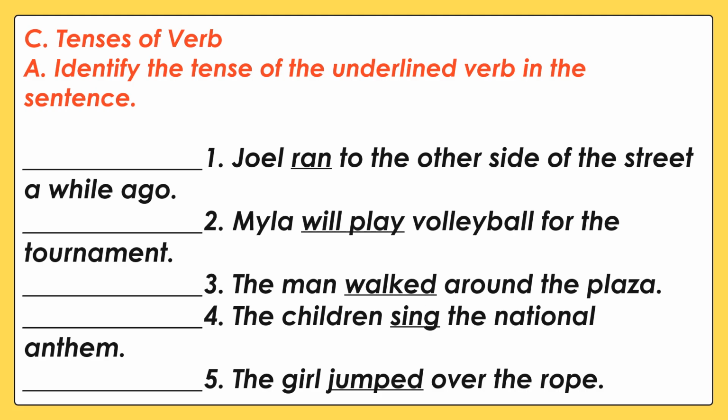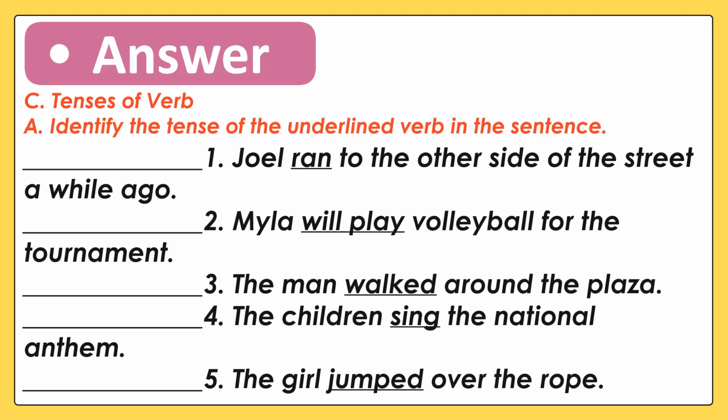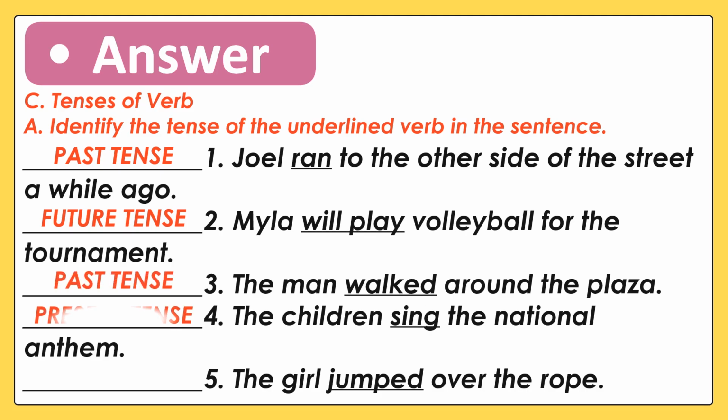Number 3, the man walked around the plaza. Number 4, the children sing the national anthem. Number 5, the girl jumped over the rope. And here are the answers. Number 1, it's past tense. Number 2, future tense. Number 3, past tense. Number 4, present tense. And number 5, past tense.